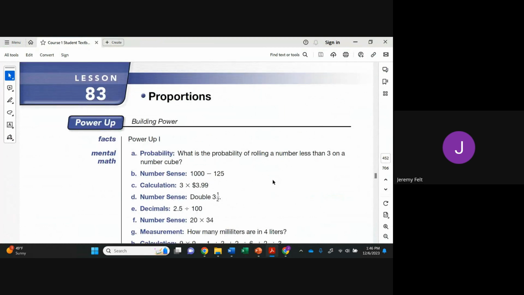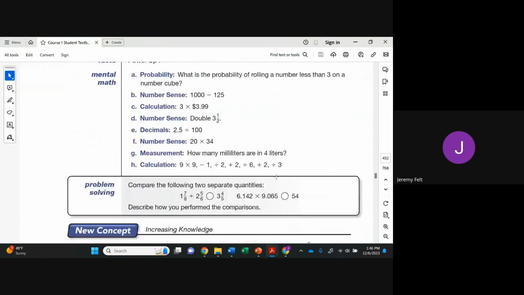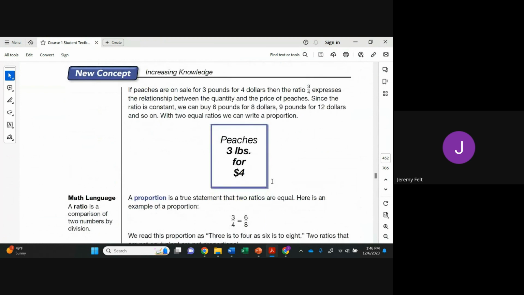All right, so lesson 83, we are looking at proportions. Proportions are things that are going to be equivalent, but we can reduce it down to price per unit or whatever. It's going to be proportional. So if I have something and I double the size, it's still proportional to the original. A proportion is a true statement that two ratios are equal.